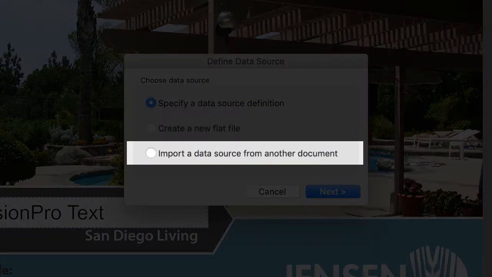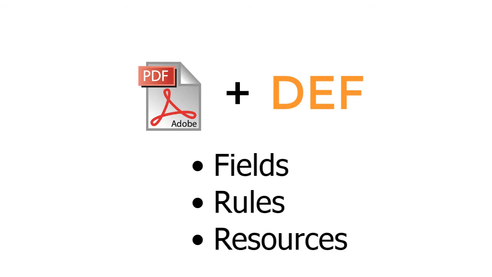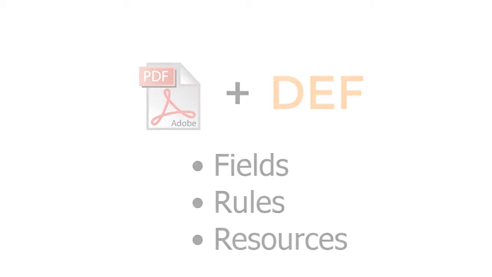The Import Data Source from Another Document option allows for Fusion Pro's def file to be used, which would have been established in the creation of a previous template, but is now being reused for a new template. Importing a data source is a great option when building a series of templates or another template with similar principles, because the def file brings in the fields, rules, and resources used in the previously built document, saving the first 3 setup steps in the Fusion Pro process.